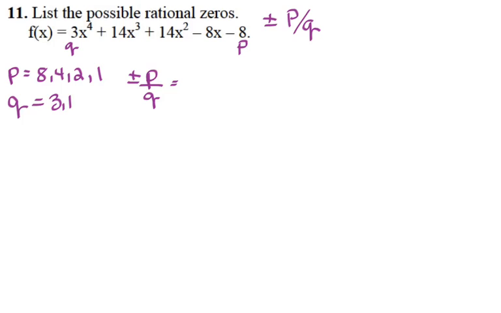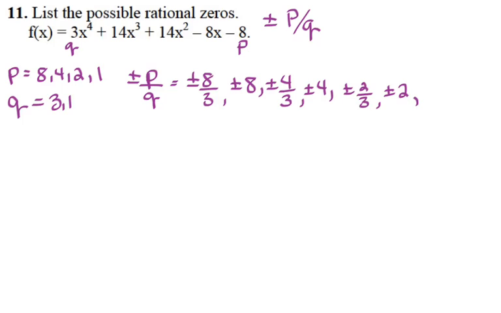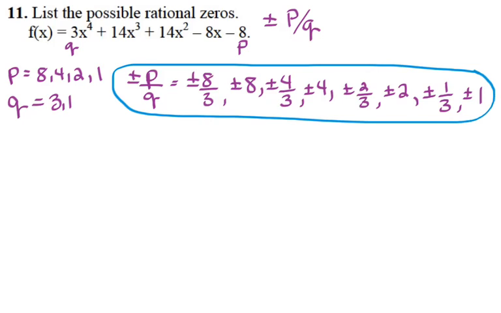So I have plus or minus 8 over 3, and then plus or minus 8 over 1, plus or minus 4 over 3, plus or minus 4 over 1, plus or minus 2 over 3, plus or minus 2 over 1, and then plus or minus 1 over 3, and plus or minus 1 over 1. You do not have to state the same value multiple times, so if you end up reducing a fraction and you already wrote it down, you don't have to write it down again.